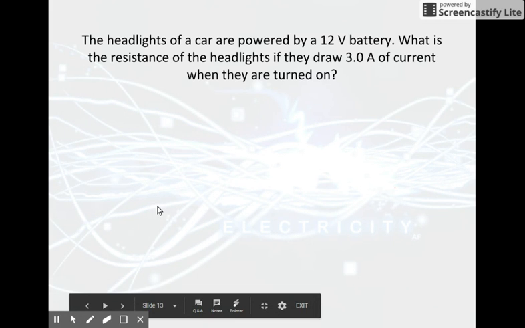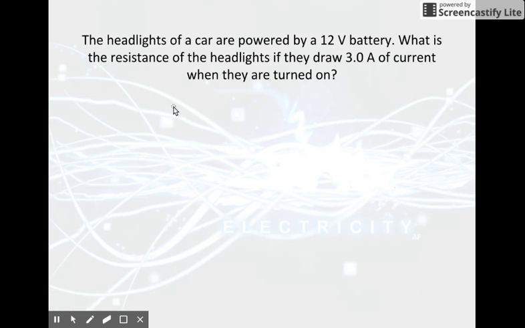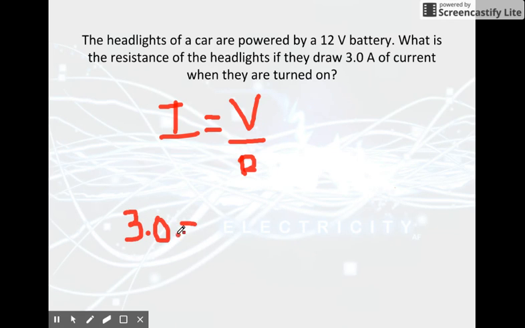Question 2. The headlights of a car are powered by a 12-volt battery. What is the resistance of the headlights if they draw 3 amps of current? We're going to use our equation, I equals V over R, and we're trying to find our resistance, R. I'm going to plug my variables into my equation. I have 3 amps for current, my voltage is 12, and I need to get R by itself.